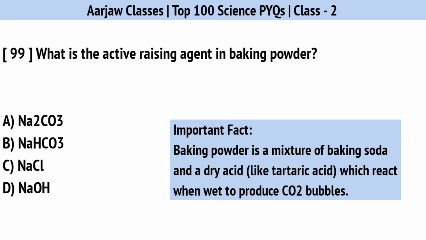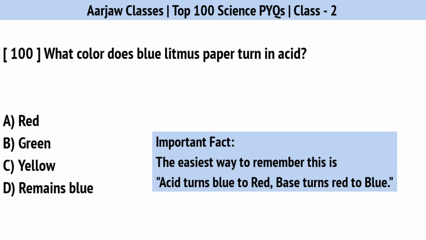What is the active raising agent in baking powder? Correct option is B. Sodium bicarbonate. What color does blue litmus paper turn in acid? Correct option is A. Red.